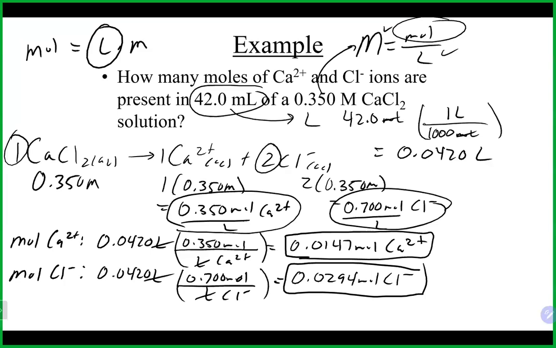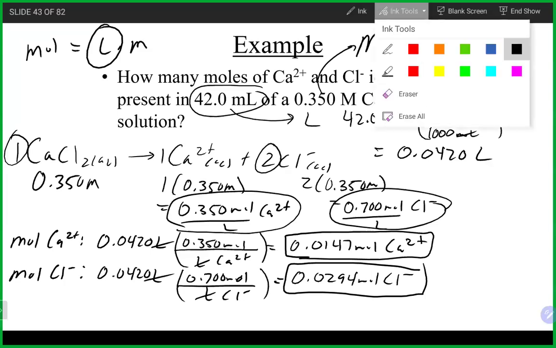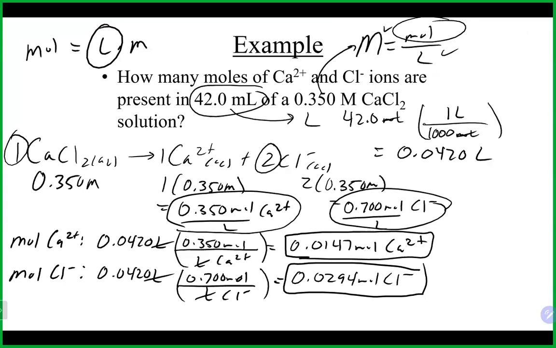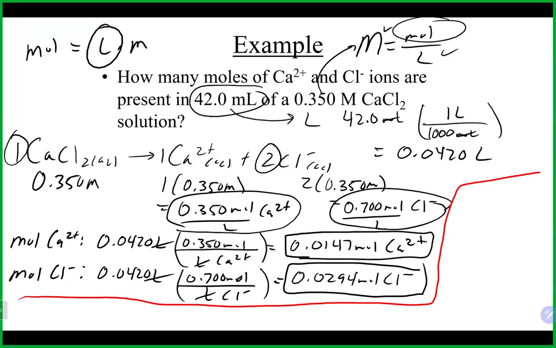The other approach would be just to do it based off of the whole concentration of everybody together. So for example, you could just do the 0.042 liters. You could times it by the molarity of the entire thing, which is 0.35 moles of the entire thing here per liter. Those guys will cancel, and that's going to give us our 0.042 times our 0.35, 0.0147 moles of the entire thing.